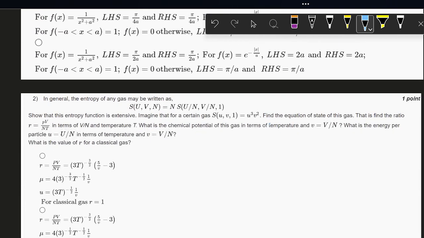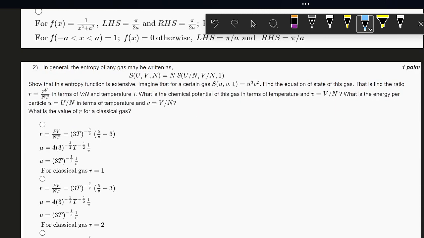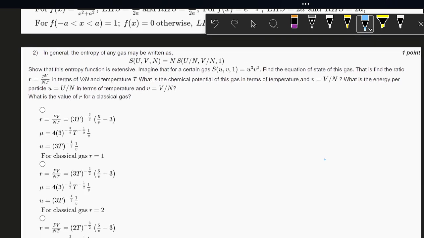Okay, great. So after we are done with this part of the solution, then we can just focus on the second problem. So again, this problem has many different parts, so we'll solve it part by part. So let us first read this out. So we are given that a gas is present where the entropy function of the gas is written as S as a function of U, V and N.